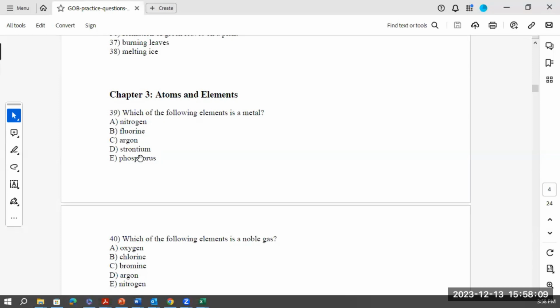Which of the following elements is a metal? A, nitrogen. B, fluorine. C, argon. D, strontium. E, phosphorus. D, that is correct. D as in donkey. That is a metal.